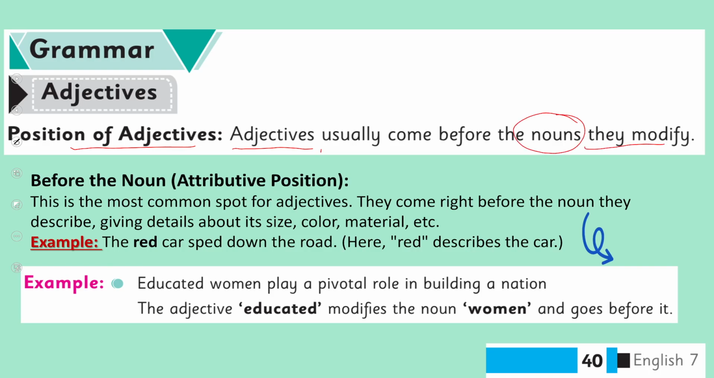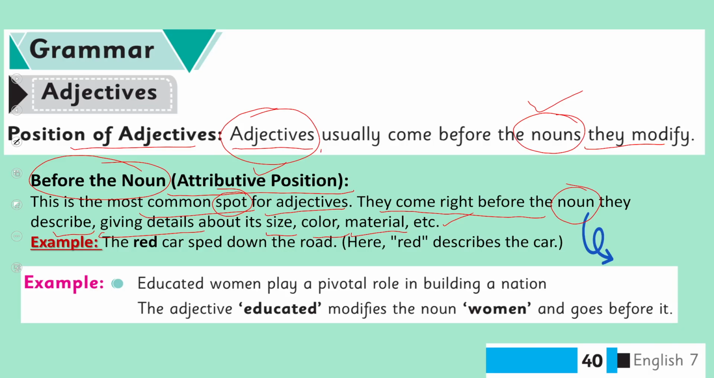As you saw in the previous slide's example, your adjectives were before the noun. And this kind of positioning, when we are talking about positioning our adjectives, is called attributive position. Why? Because they are coming before the noun. Now, this is the most common place for adjectives. They come right before the noun. They describe or give details about its size, color, material, etc.